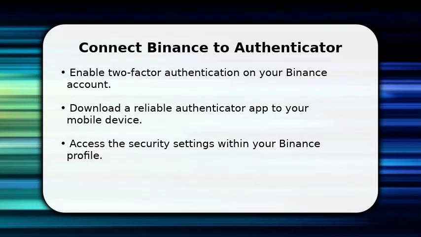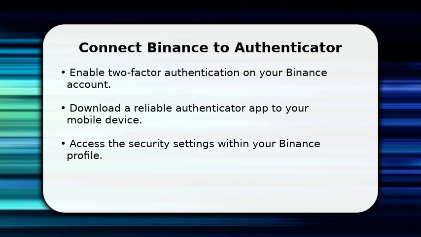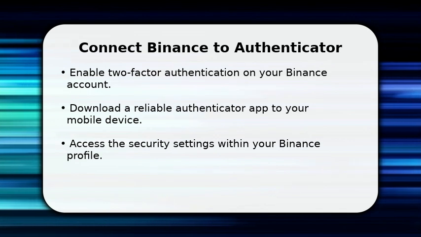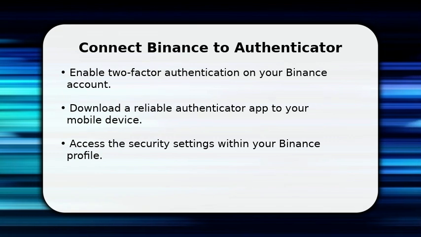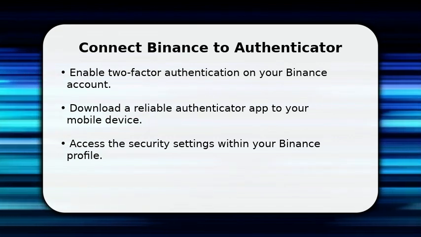In this video, I will explain how to connect Binance to an authenticator. First, ensure you have two-factor authentication enabled on your Binance account. Next, download a trusted authenticator app like Google Authenticator or Authy onto your smartphone. Then, log into your Binance account and navigate to the Security Settings section. This is where we will begin the linking process.